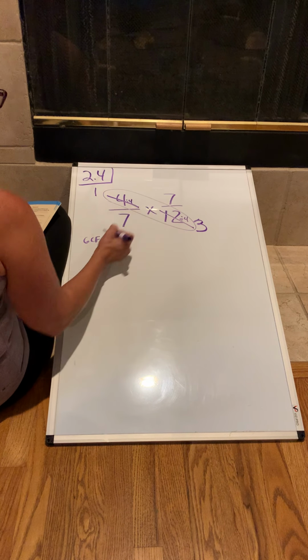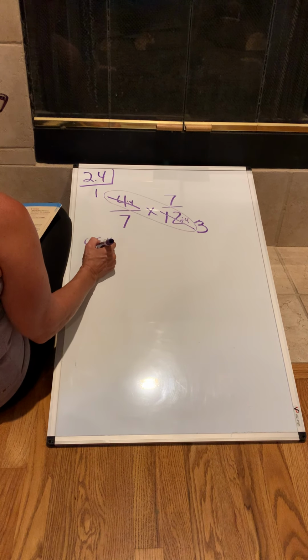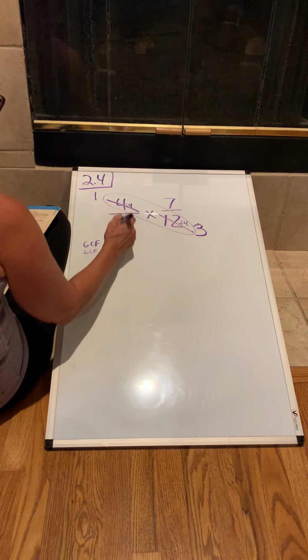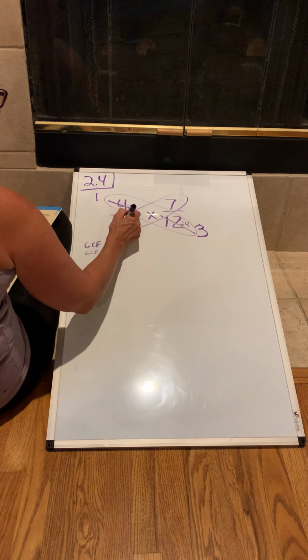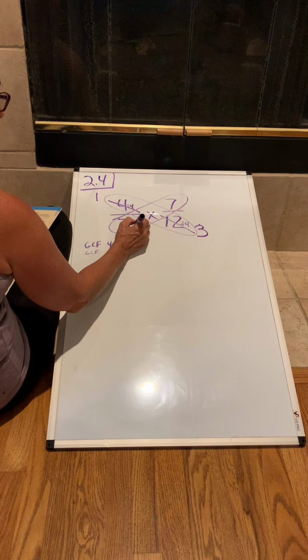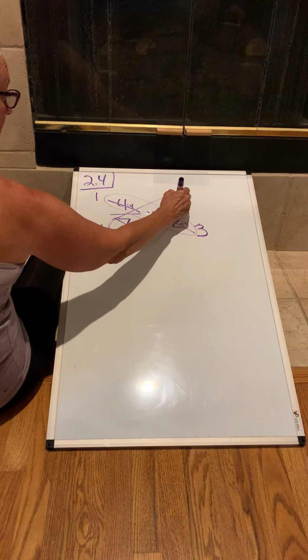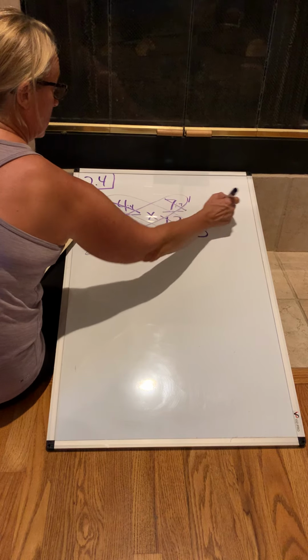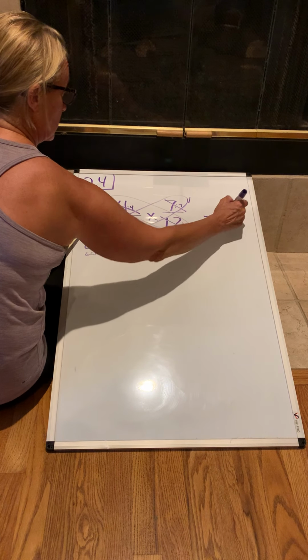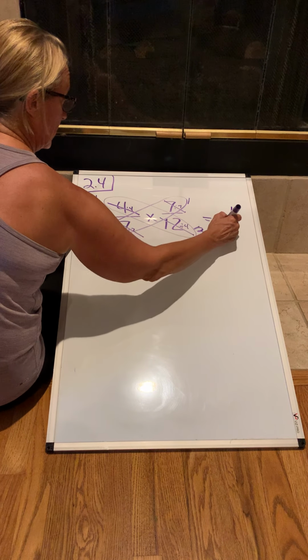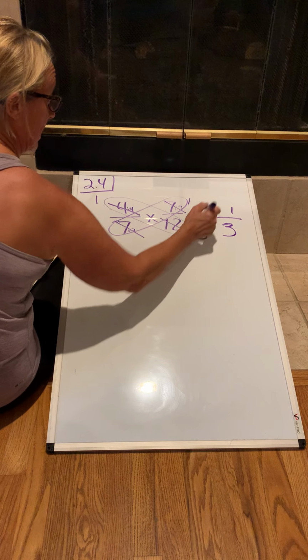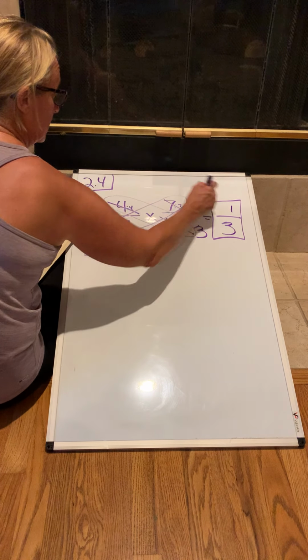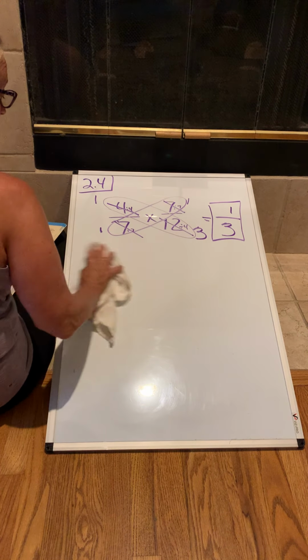Then our greatest common factor of 7 and 7 is 7. So 7 divided by 7 is 1. And 7 divided by 7 is 1. Then we multiply straight across. We get 1 times 1 is 1. And 1 times 3 is 3. So your product is 1/3. Okay? Let's do one more.